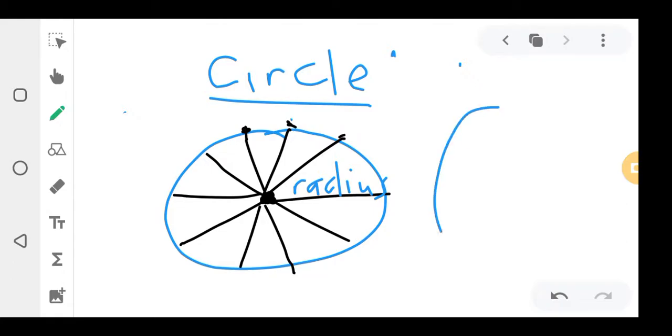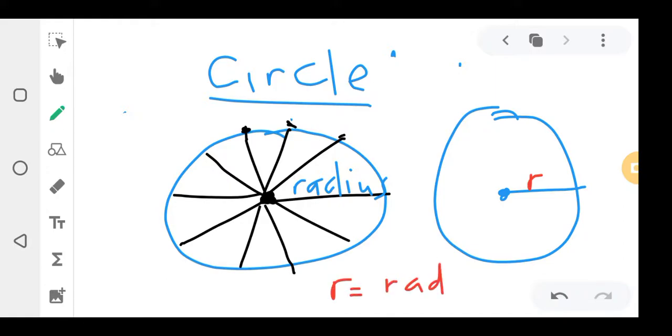If this is a circle, the radius is from here to any point on the circumference. It is written by the letter R, which stands for the radius. So from the center to any point on the circumference is called the radius.